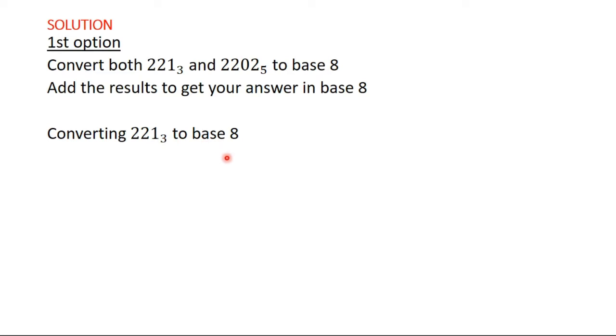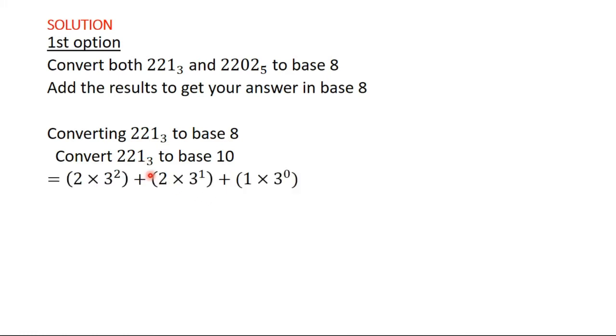In one of the videos on number basis, we've learned how to convert a number from a non-decimal base to another non-decimal base. We know that in doing that, the first thing you need to do is to convert this, which is 221 base 3, to base 10. That's the first thing you need to do. So we are going to convert 221 base 3 to base 10. That is going to give us 2 times 3, 2 times 3, 1 times 3. Then you order the powers, so you have 0, 1, 2.